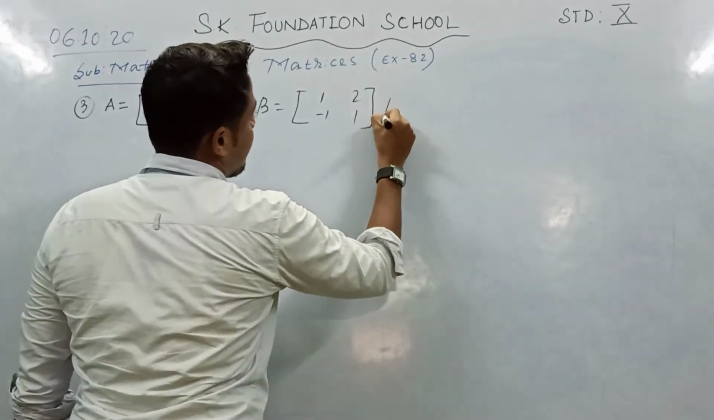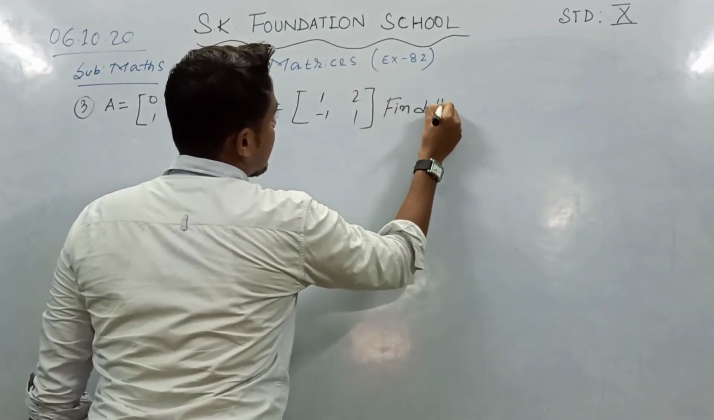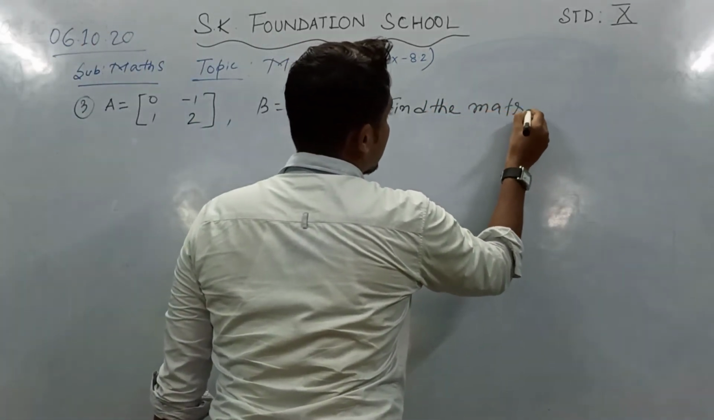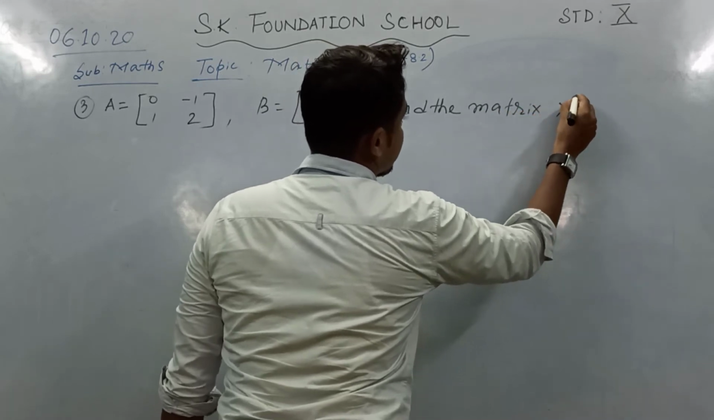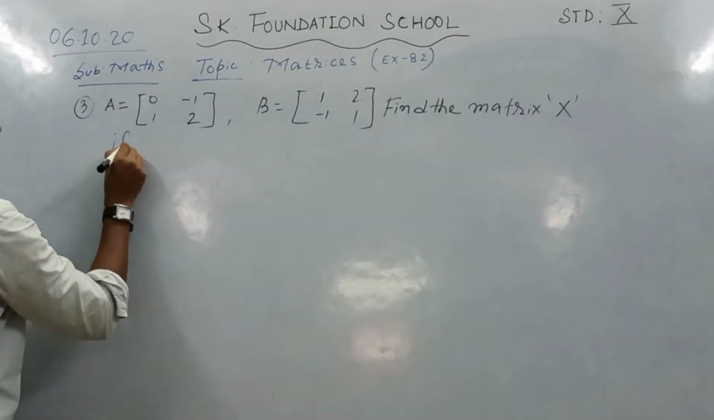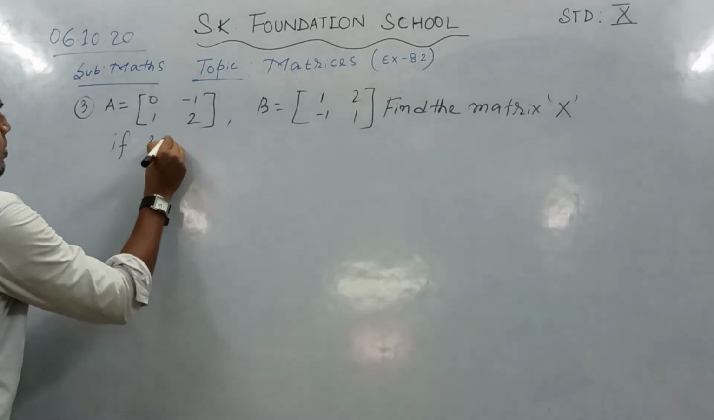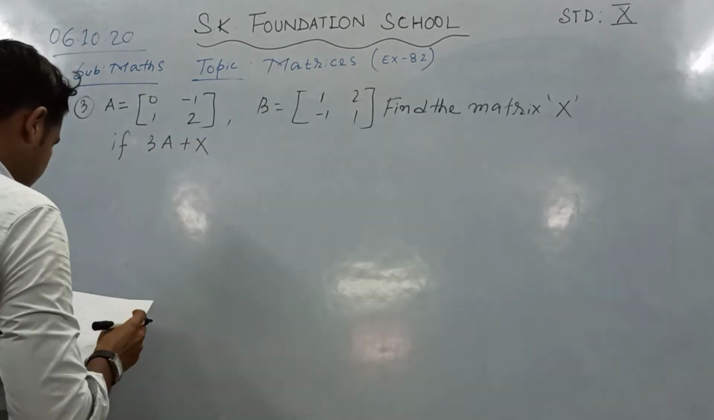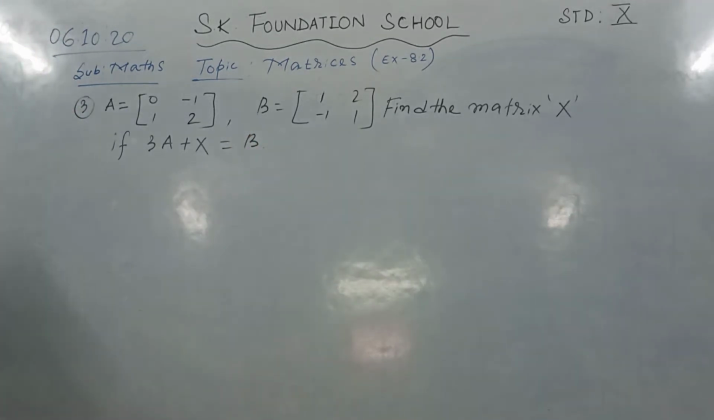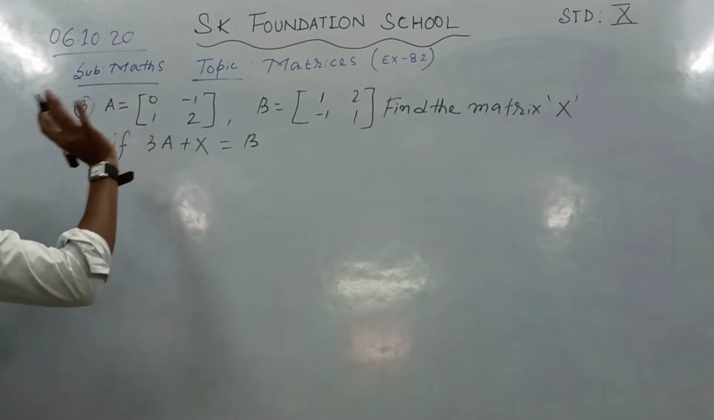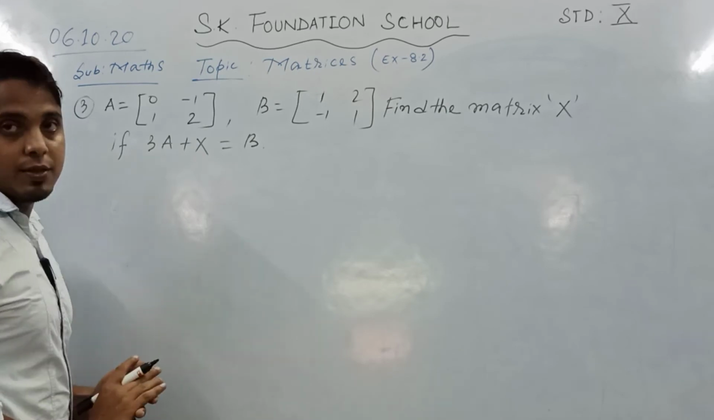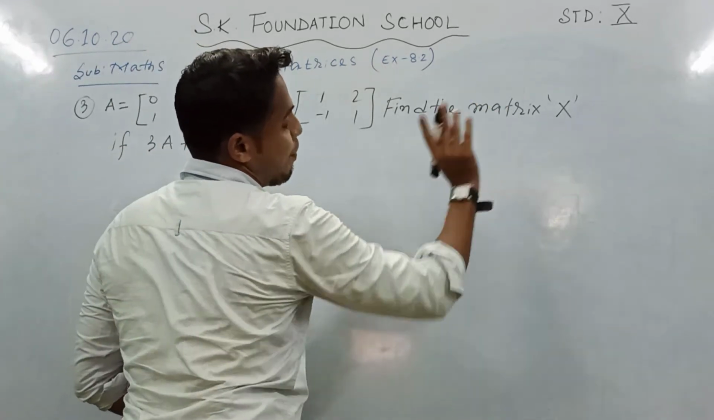Okay, the question is: find the matrix X if 3A + X = B. Look here: your matrix A is given, matrix B is also given, but X is not given. That's why we are going to find the value of matrix X.